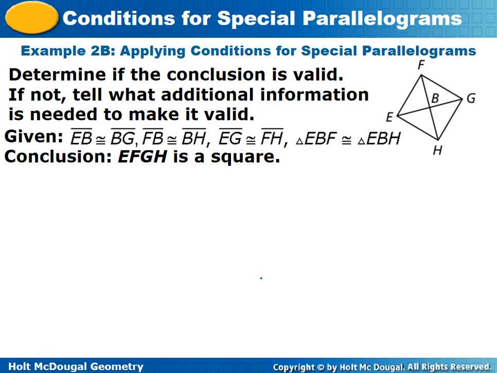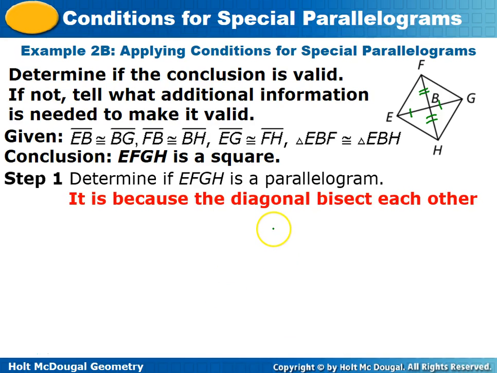So let's go through this next problem. Here it says, determine if the conclusion is valid. If not, tell what additional information is needed to make it valid. So we're given that EB is congruent to BG, and also FB and BH. Well, that shows me that the diagonals are bisecting each other. So that is enough for me to say that this shape is a parallelogram, right? Because the diagonals bisect each other, it's a parallelogram.